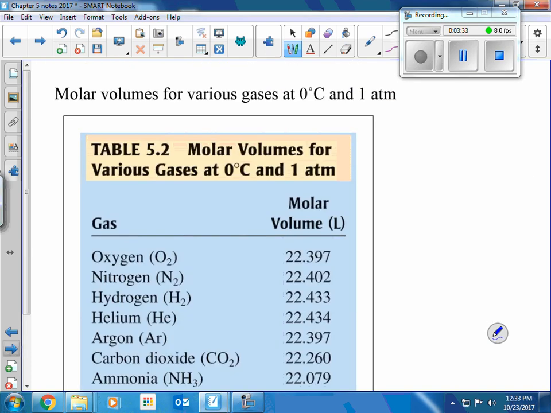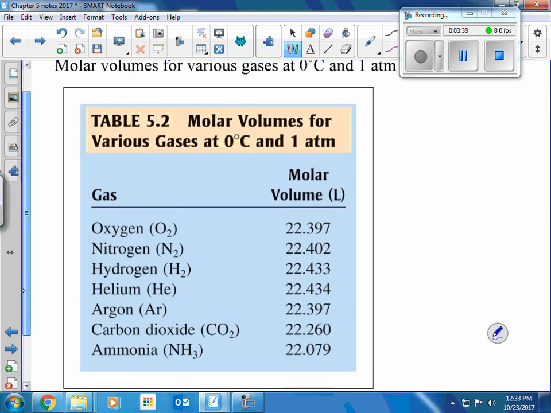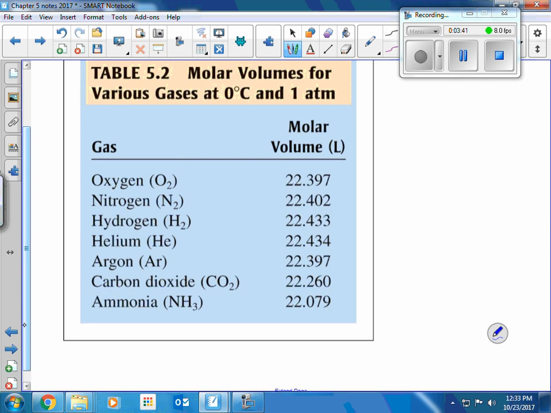So here are some volumes for the gases at 0 degrees Celsius and 1 atmosphere, where 1 mole of any gas should take up 22.4 liters of space. Now, if you take a look at these different values, you can see that they're all at the same temperature, they're all at the same pressure, and they are varying from our 22.4 liters, which is at STP. And you can see down here that ammonia is varying the most.